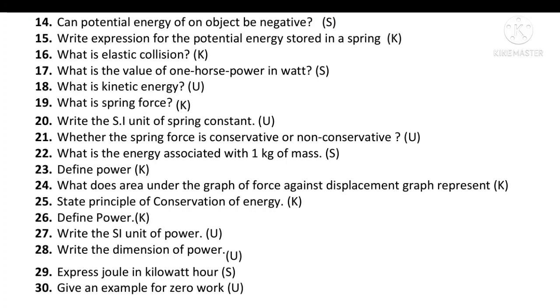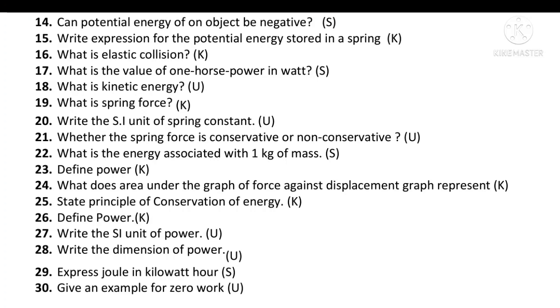What is the energy associated with 1 kg of mass? E is equal to mc square. Put m equal to 1 and c equal to 3 into 10 to the power 8. You will get 9 into 10 to the power 16 joule. Define power: rate at which work is done. What does the area under the graph of force against displacement represent? It represents work. State the principle of conservation of energy. Mechanical energy of the system remains conserved.